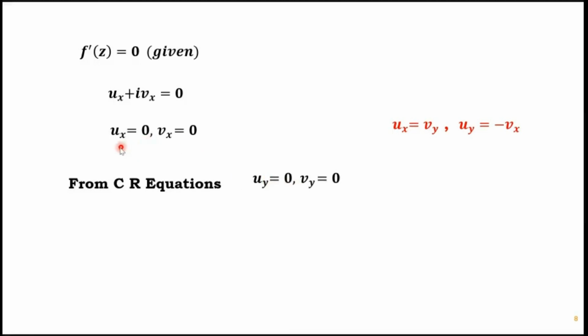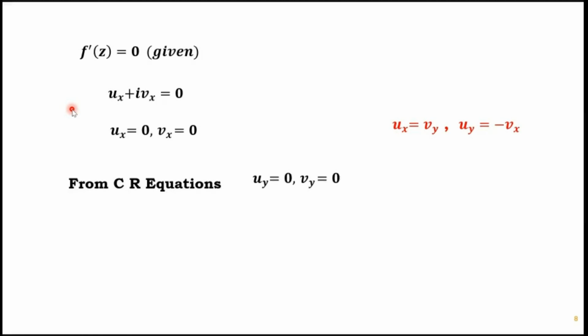एक फंक्शन है उसका x डेरिवेटिव भी 0 है, y डेरिवेटिव भी 0 है. तो what can you say about that function? एक जो फंक्शन का अगर डेरिवेटिव 0 है तो फंक्शन कैसा होना चाहिए, किस फंक्शन का डेरिवेटिव 0 होता है, कांस्टेंट फंक्शन का. Yes, it should be a constant, correct.